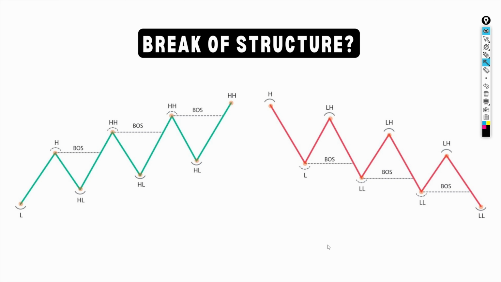So I think you understand what is break of structure and why it happens. Let me summarize one more time. Break of structure happens in an uptrend because the buying pressure is high, which is an indication that the market will go up. Break of structure happens in a downtrend because the selling pressure is high, indicating that the price will move in the downward direction. Now this is an important concept.